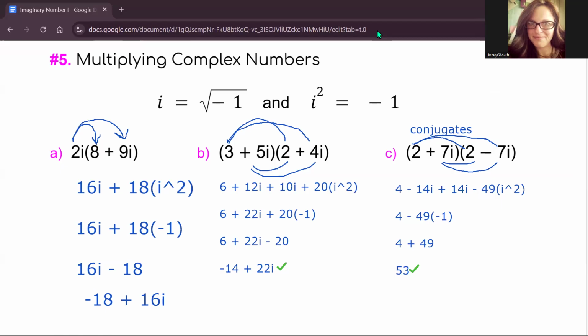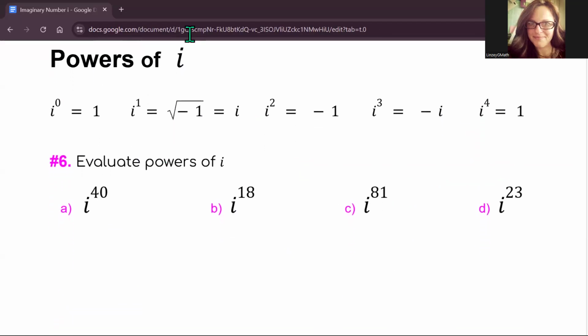Moving on, let's take a look at the powers of i, now that we know how to multiply. Taking a look, i to the 0 power is 1. Anything to the 0 power is 1. i to the first power is just i. i squared is negative 1. i to the third is negative i.